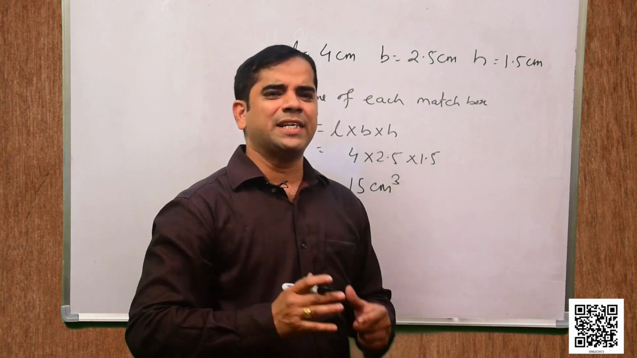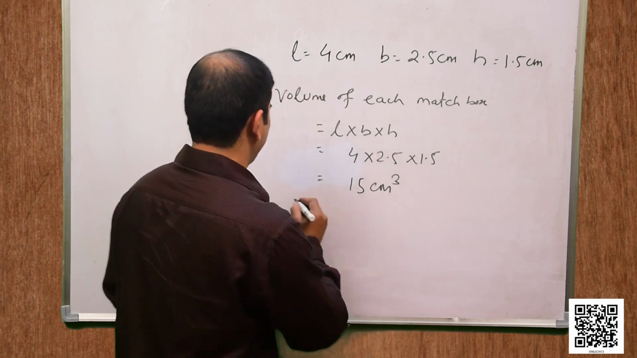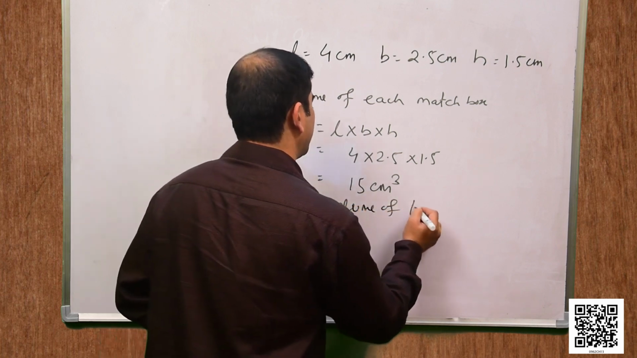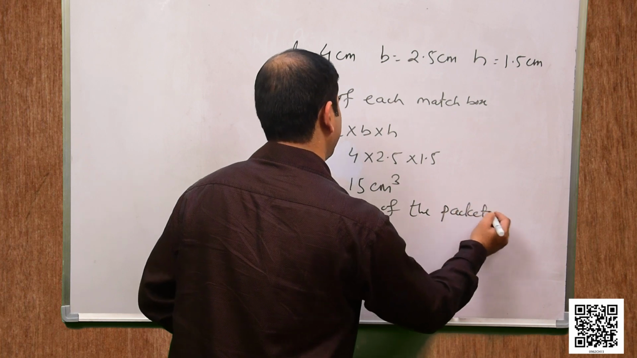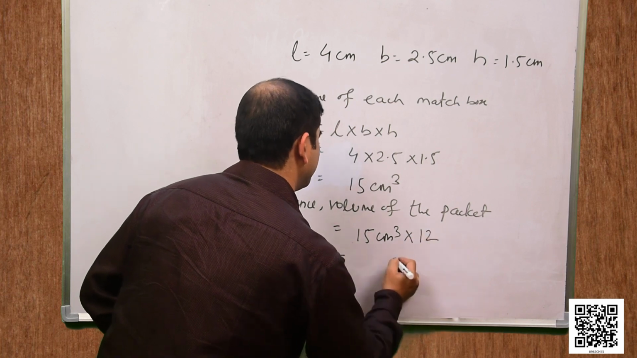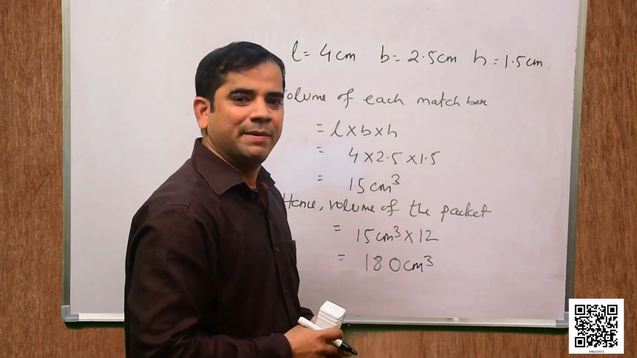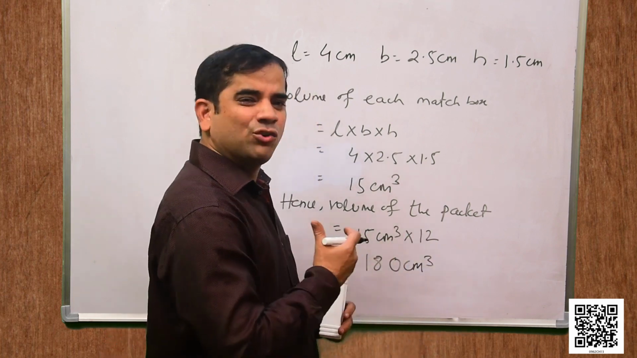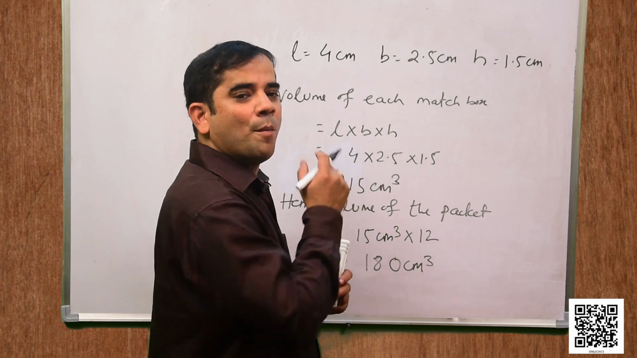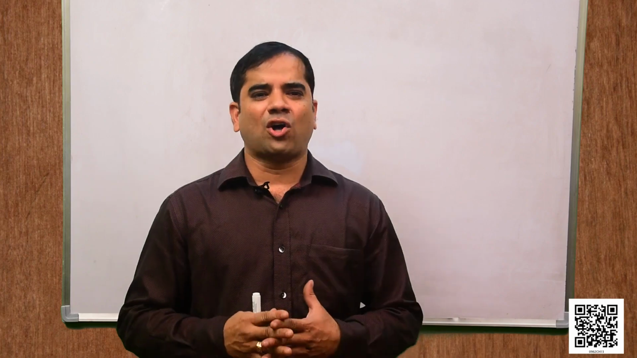And the question says that the packet has 12 such boxes. So, hence, volume of the packet is equal to 15 centimeter cube into 12, that is 180 centimeter cube. Isn't it too easy? You just need to substitute the values into the formula and you can easily find out the solution. Let us now solve question number 2.